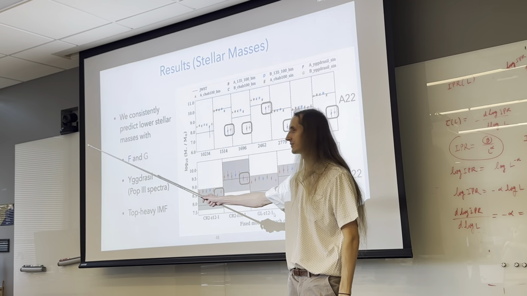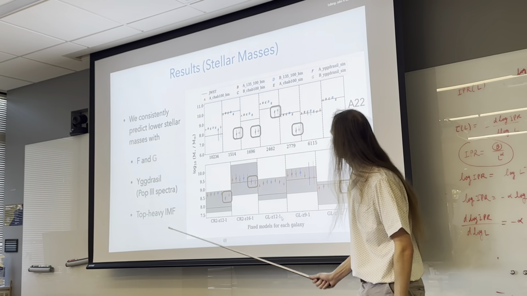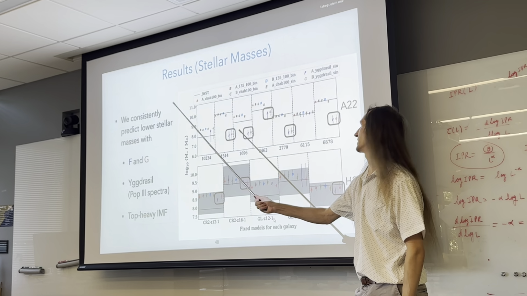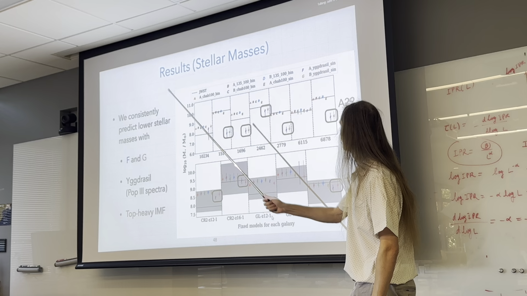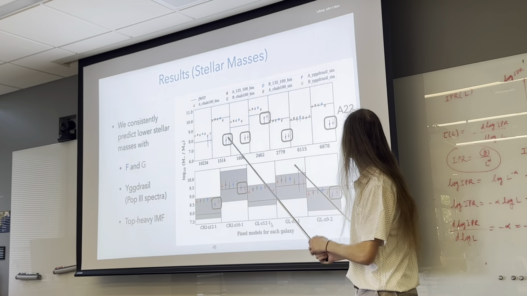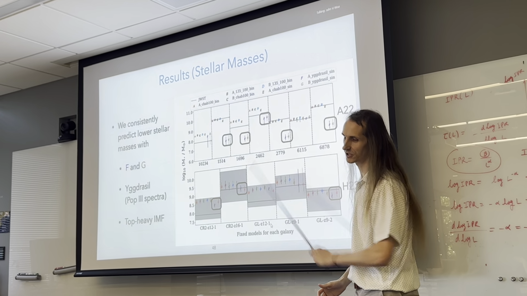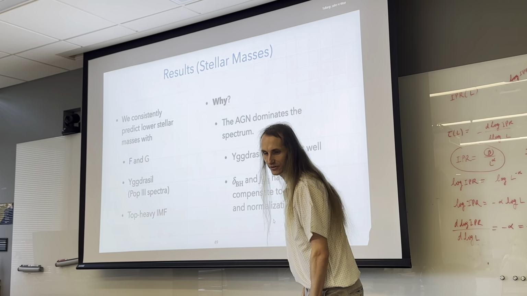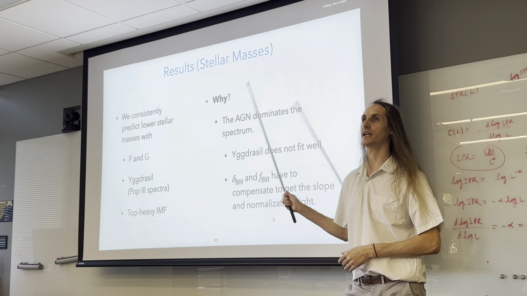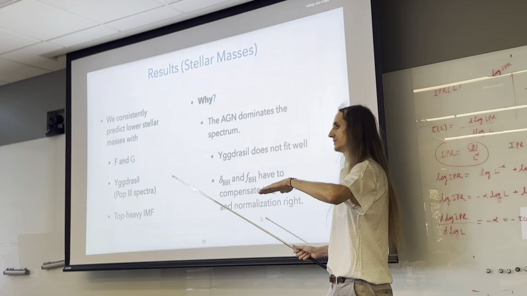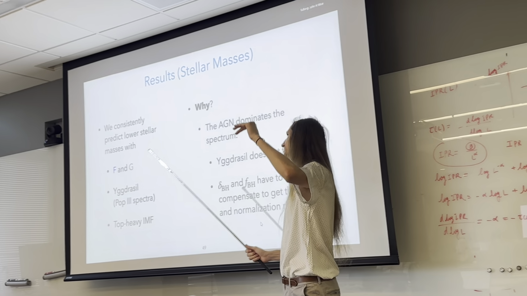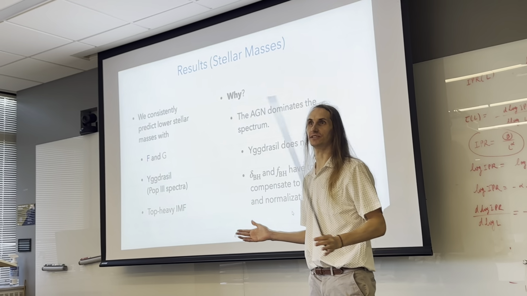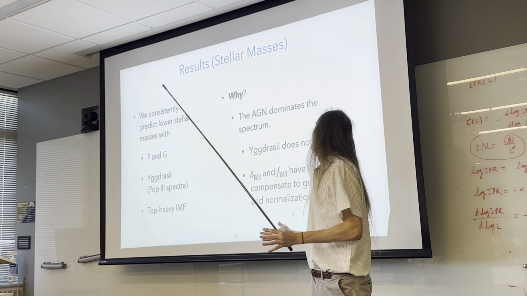Now, interestingly, with these other models, F and G, these are the ones with the top-heavy IMF and the Yggdrasil spectra that I talked about earlier. We are consistently seeing much lower stellar masses than the other models, and in a lot of cases lower than the calculations that these other authors have made. The reason for this is that the AGN is dominating the spectrum, so the stellar component is very small compared to the AGN component. So does that mean that these galaxies actually have AGNs?